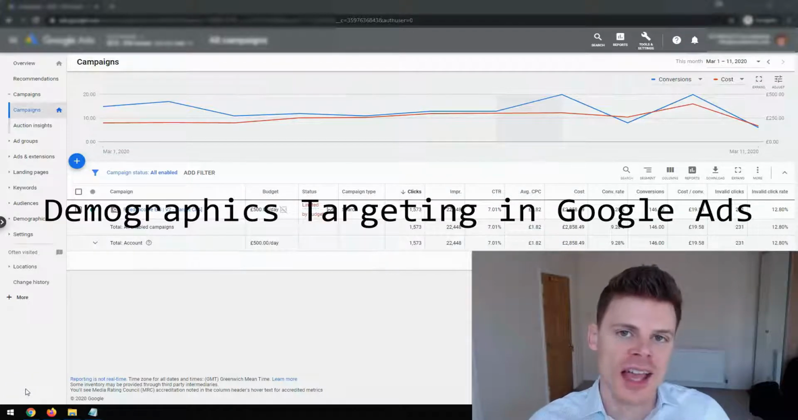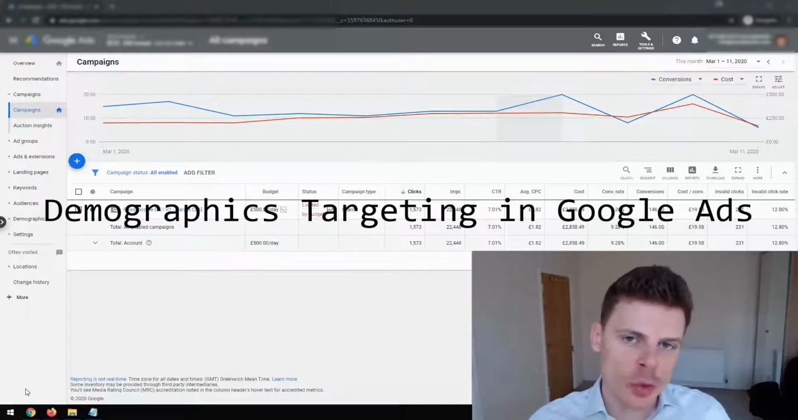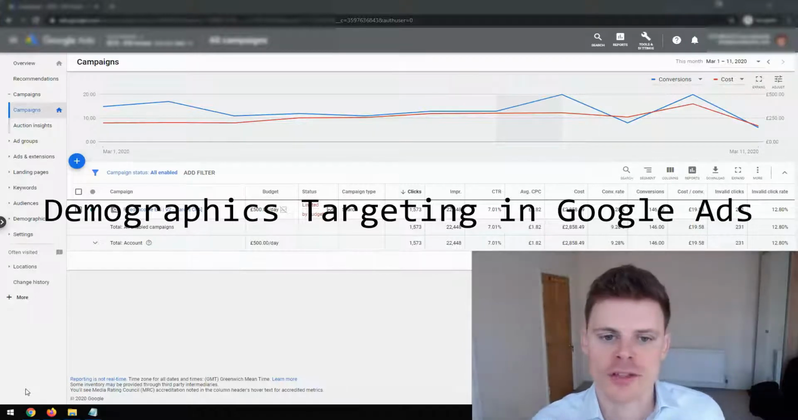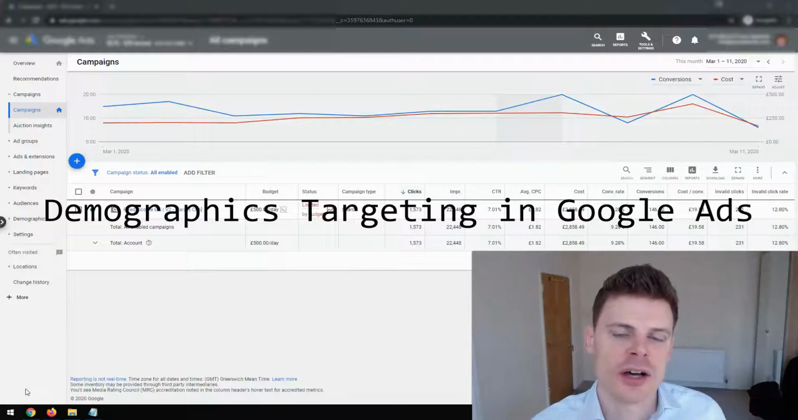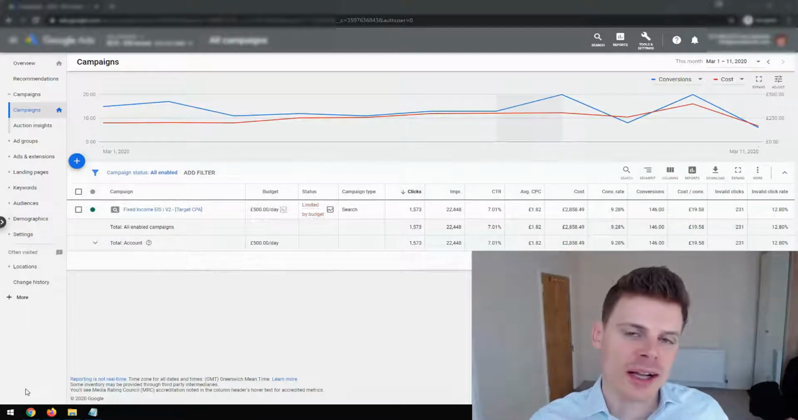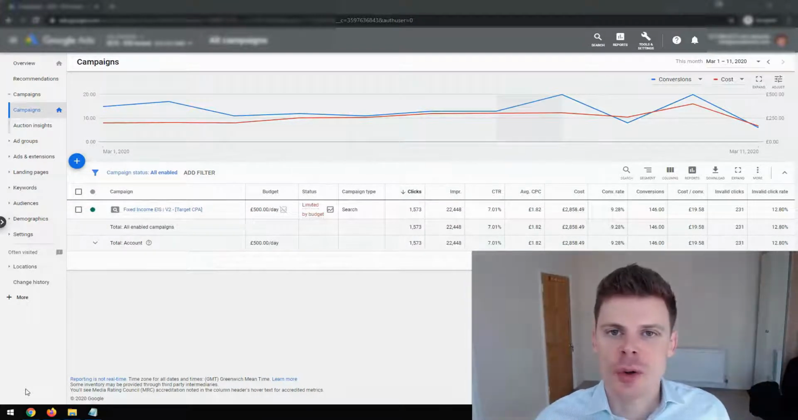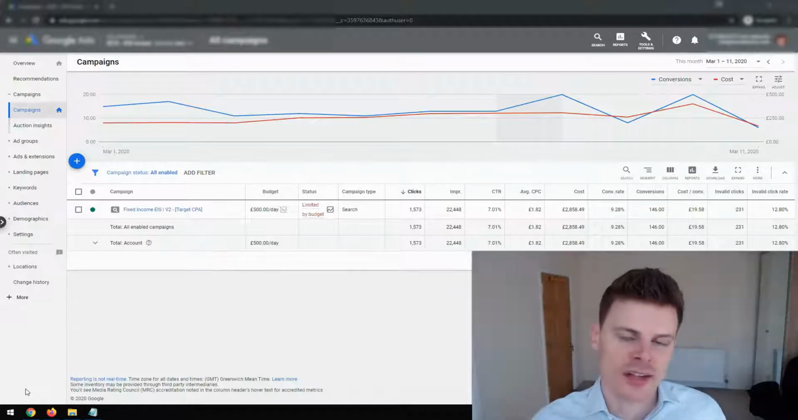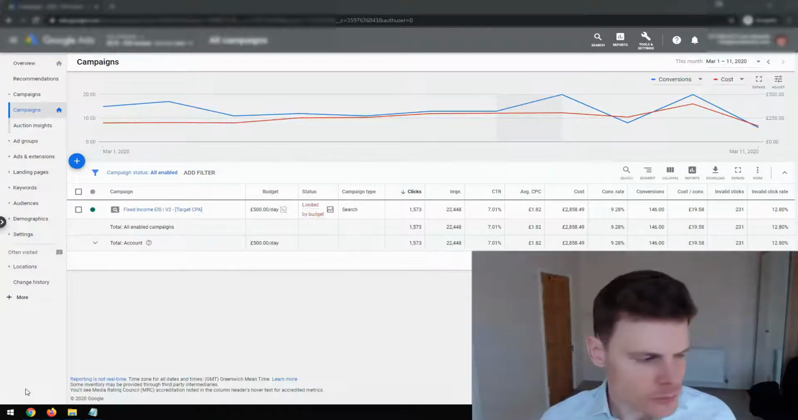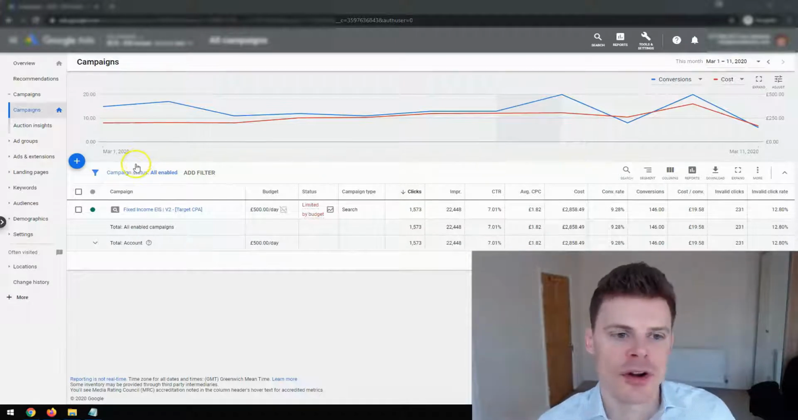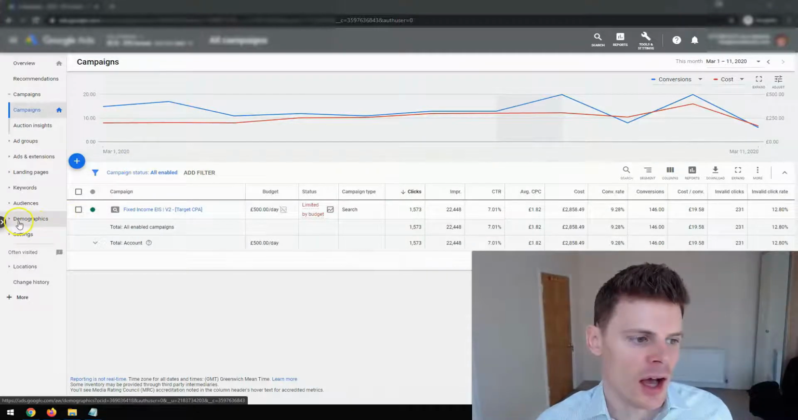I'm going to be talking about how to manage your demographics targeting in Google Ads. I'm going to be talking about how to review the performance of different demographics, so things like the age, the gender of the people who are viewing and clicking on your ads, and I'm going to show you how to adjust your targeting accordingly.